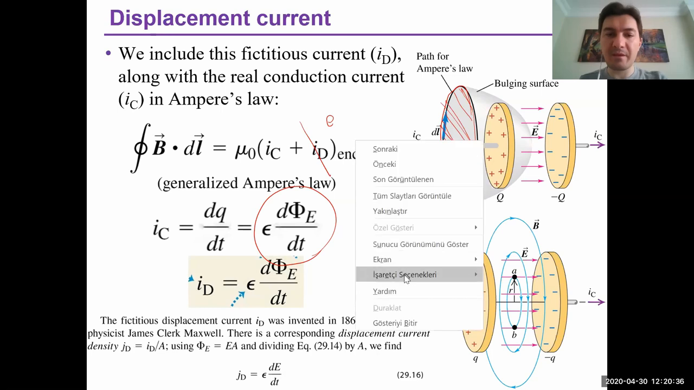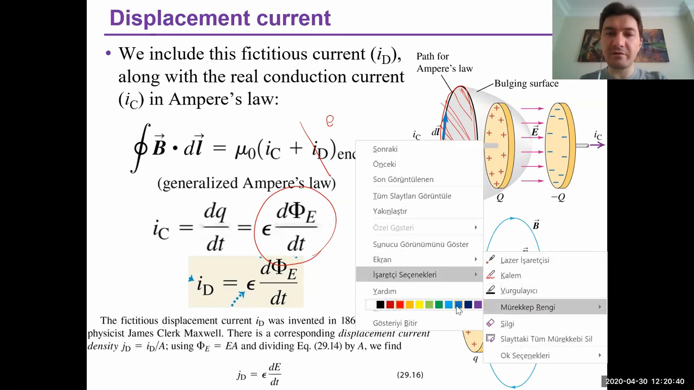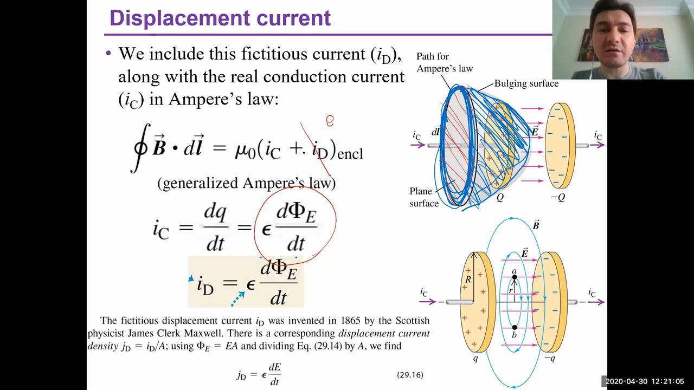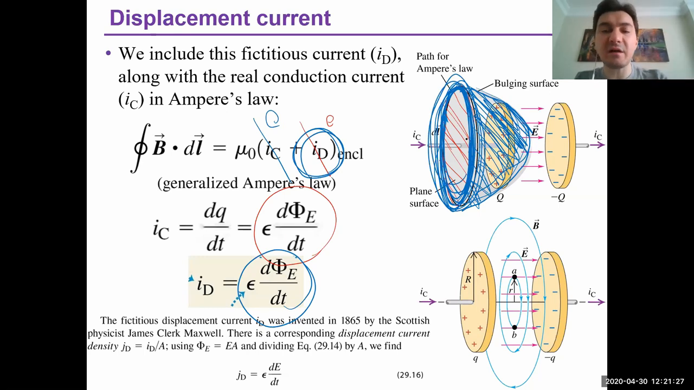But if you choose another surface, again the same path for Ampere's law, but now we have another surface, this bulging surface here. And what we have here, what is the conduction current? The conduction current on that surface is zero now, and the current is only given by the displacement current, which is equal to this one. So if I use the same path for Ampere's law, I get the same result whether I use that surface or that bulging surface. This is, let's say, the correction of Ampere's law with the displacement current.